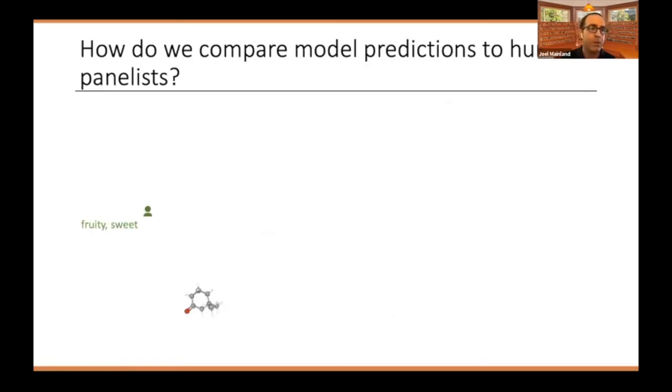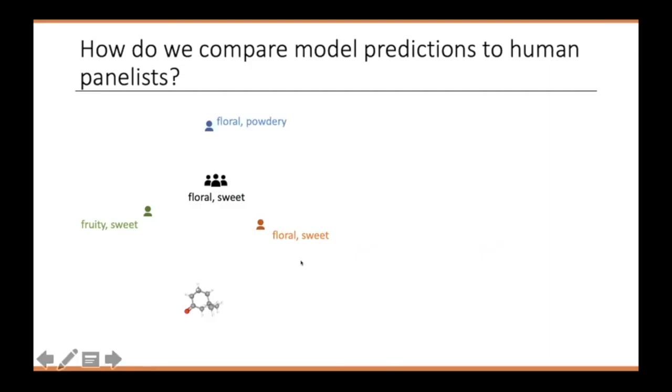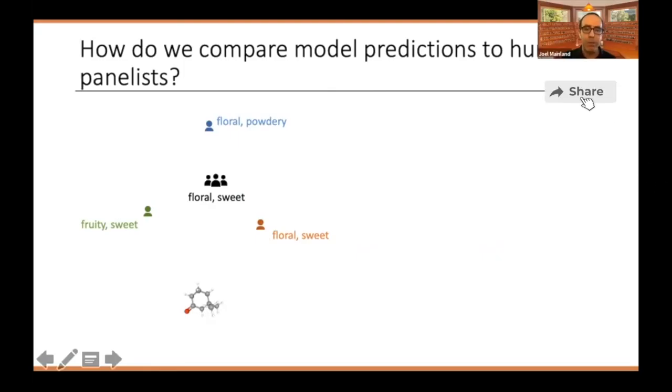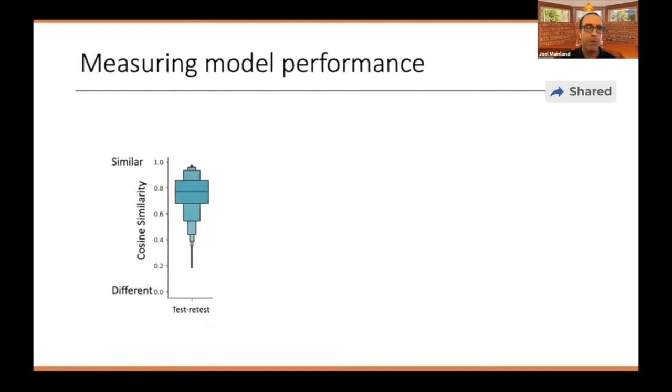So for example, if you give this molecule to subjects, some will smell it and say that it is fruity and sweet. Another might say that it's floral and powdery, and a third might say that it's floral and sweet. If we take the mean of this panel, the consensus is that this molecule smells floral and sweet. So what we're trying to predict is not what the individuals are saying, but what the panel is saying. What we want to do is measure how well the model is doing relative to an individual person. Some individuals will match the panel mean and some will be off by some degree. We want to see on average how well the model does relative to an individual.